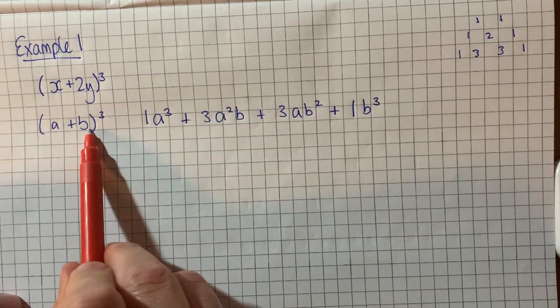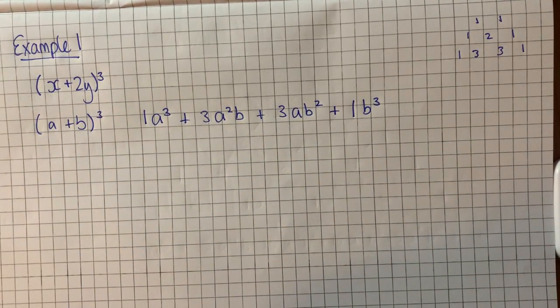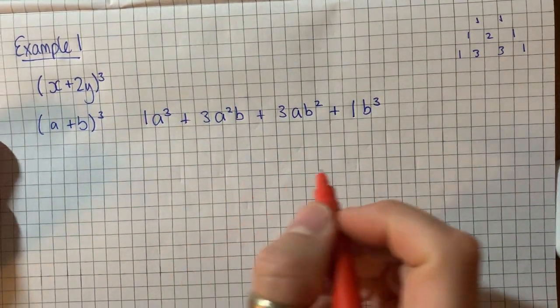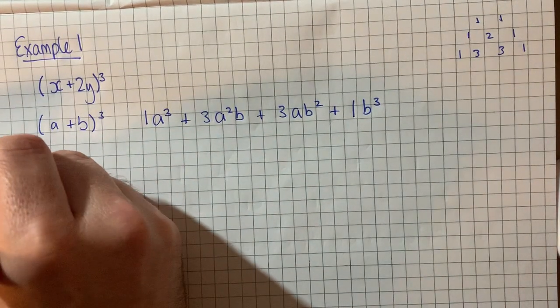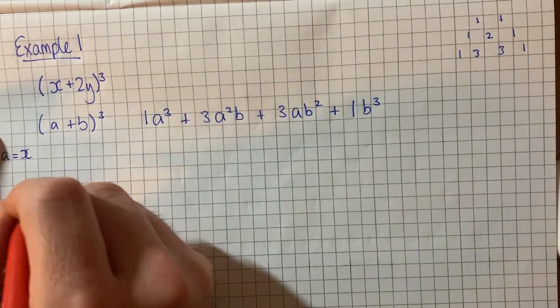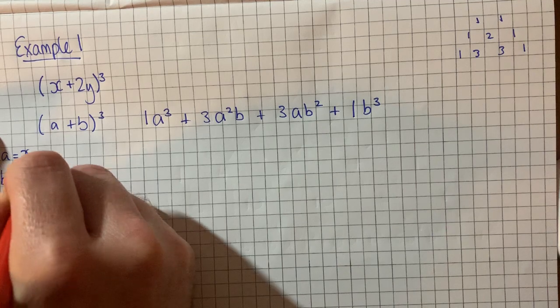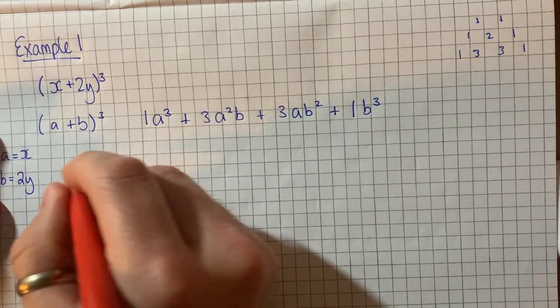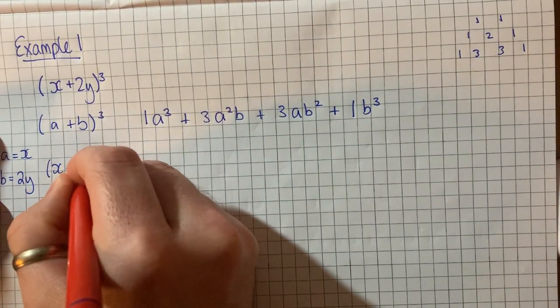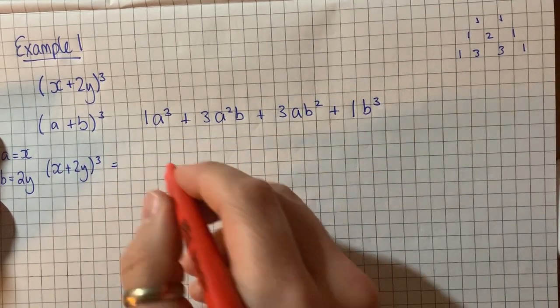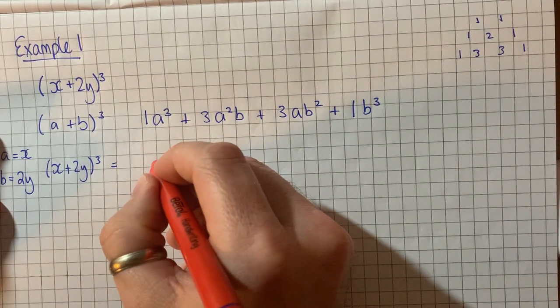Now what we're going to do to go from here to here is use a simple substitution. We're going to simply say that a equals x and b equals 2y. That'll give us x plus 2y cubed equals, so everywhere I've got an a, I'll replace it with an x.